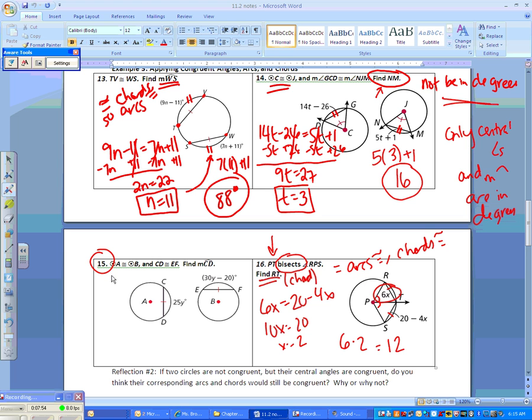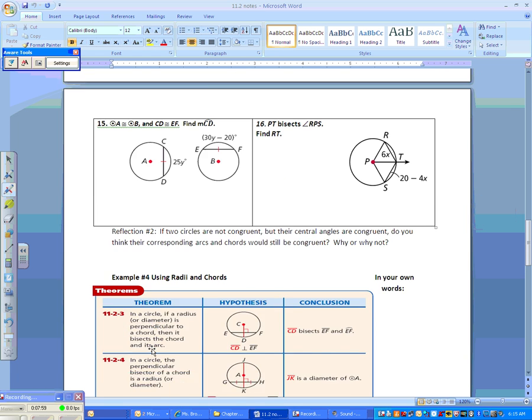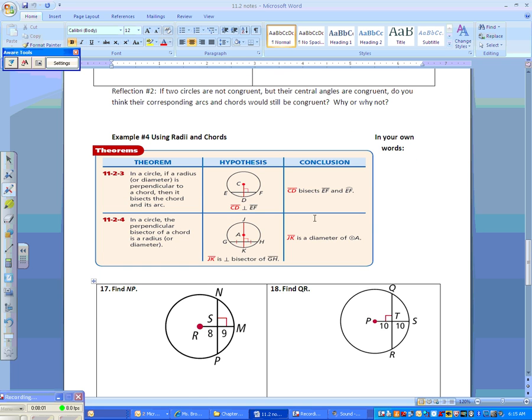Okay, so you guys are doing 15 and answering reflection number 2. And the other thing we're going to learn tonight is radii and chords. So something really awesome happens when we have a radius or a diameter hitting a chord.